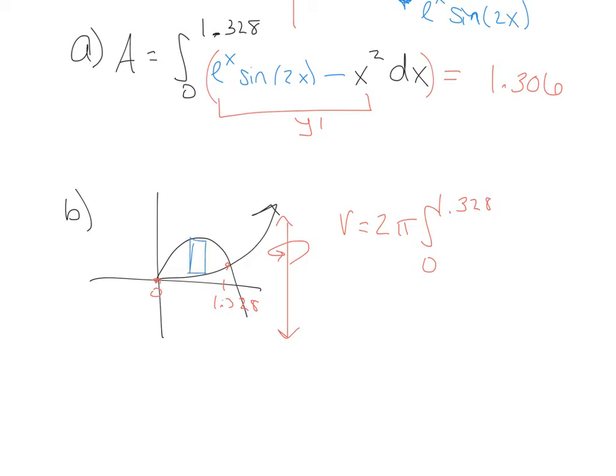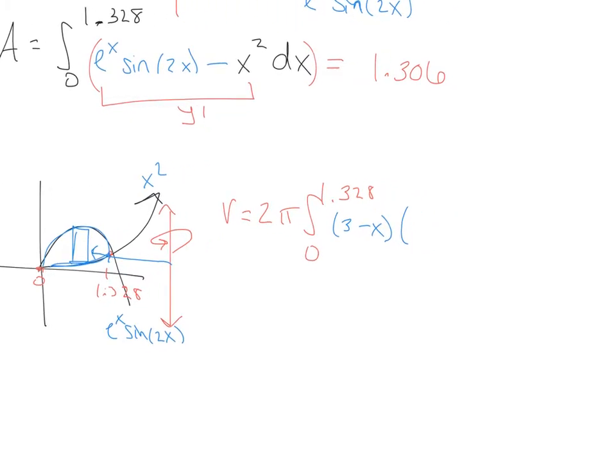Usually what I do is draw myself a little rectangle in here to find that distance. It's from here to there. So it's going to be 3 minus x. It's on the right side of the y-axis, so you're subtracting. And my height is going to be the upper curve minus the lower curve. The upper curve is e to the x sine 2x, and the lower curve is x squared. So inside my integral, I will have e to the x sine of 2x minus x squared dx.